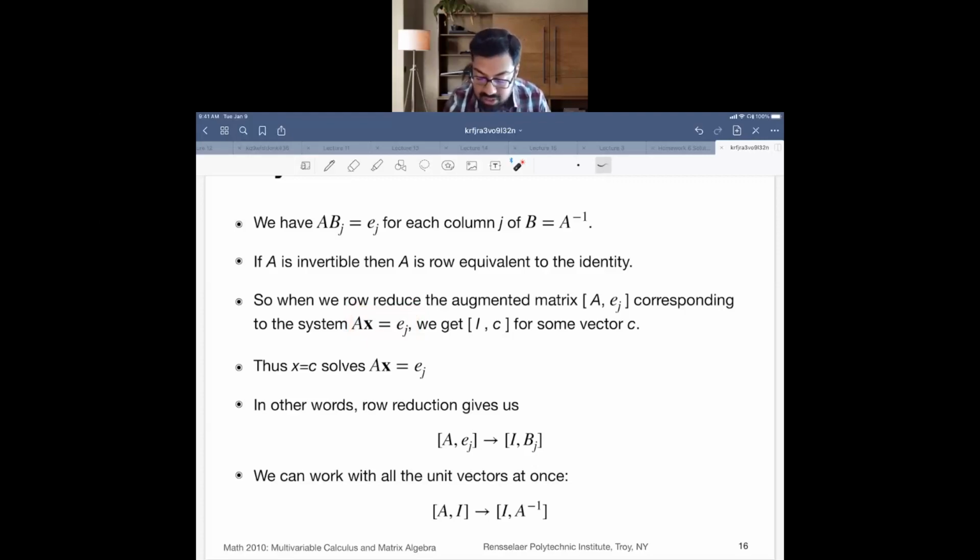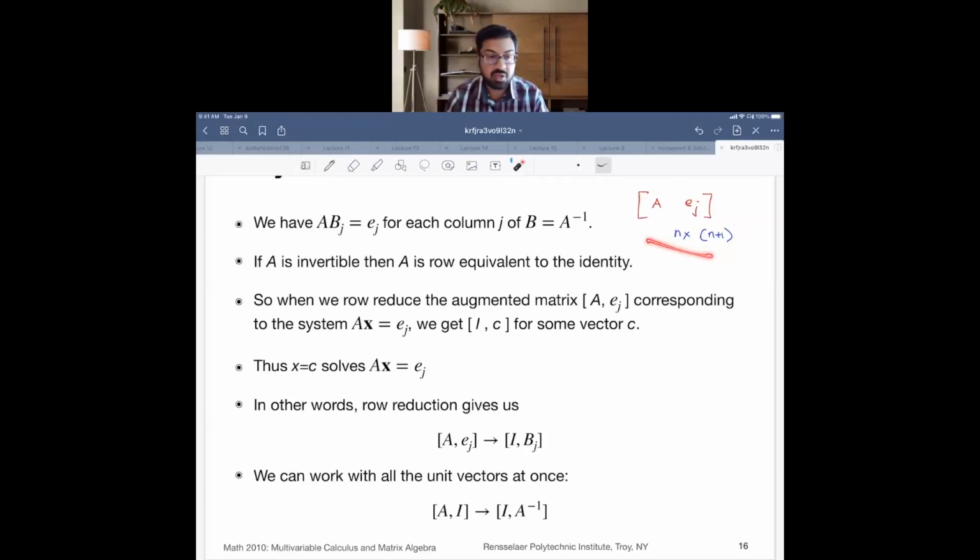As you are doing the row reductions, what are you going to get? Because I know A is invertible, I know that A is going to be row equivalent to identity, which means that if I start with [A | EJ], A is the square matrix, EJ is a column. So the size of this is going to be n rows, but in terms of columns, it will be n plus 1, right? So that's the augmented matrix we are starting off with.